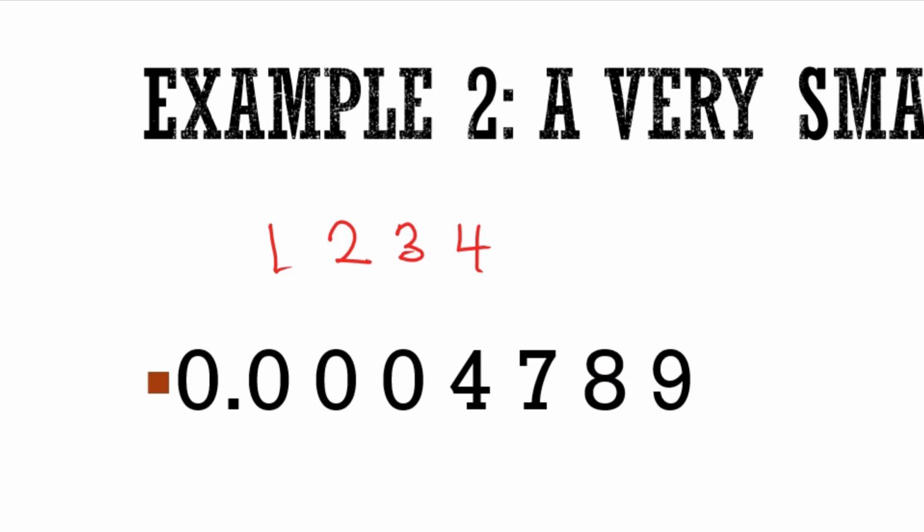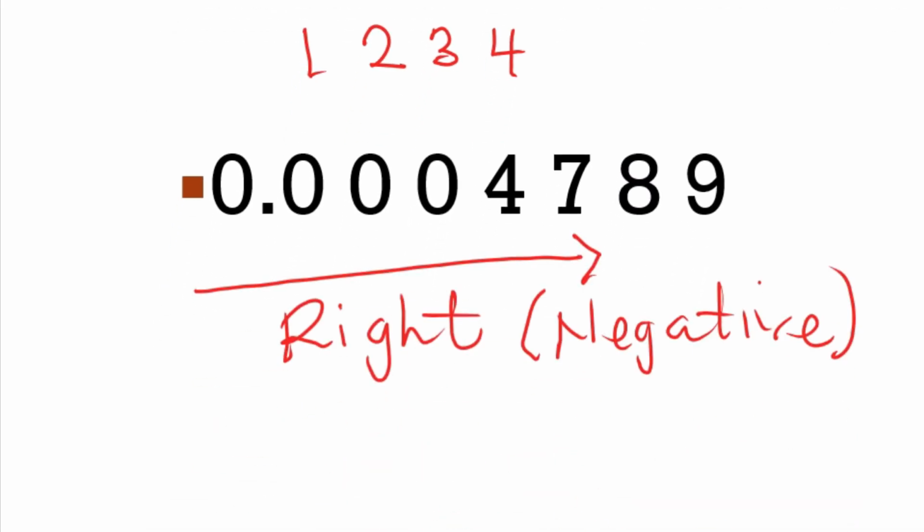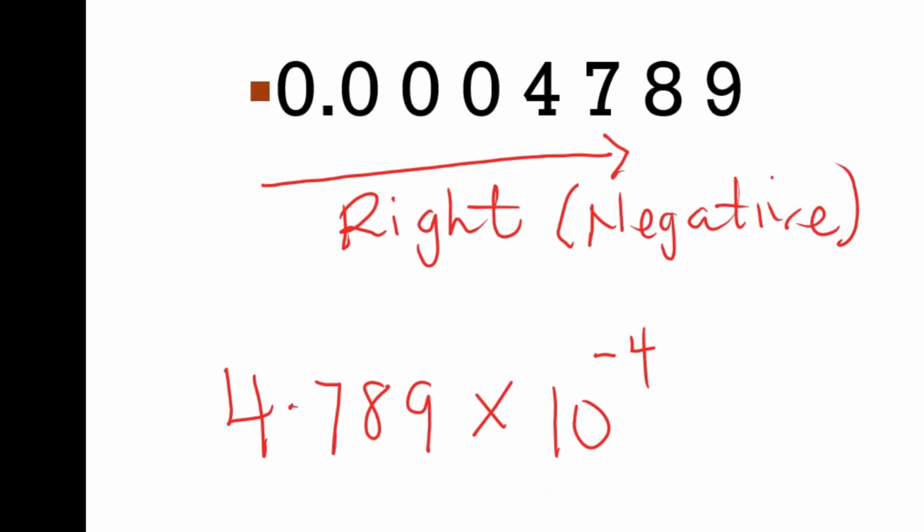But this time you realize that we are moving in the opposite direction. The first one we move to the left, but this one we are moving to the what? The right. And right means that our exponent must be what? Negative. Our exponent must be negative. So what do we have? We have 4.789 times 10 to the exponent negative 4.